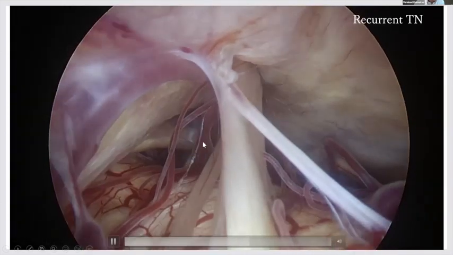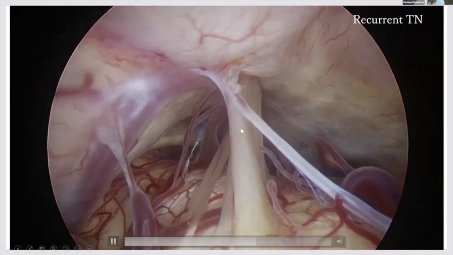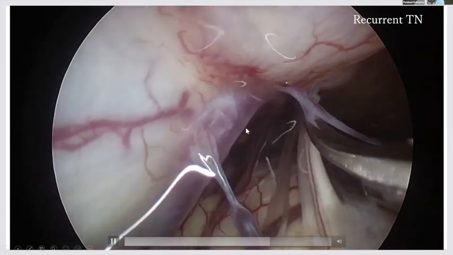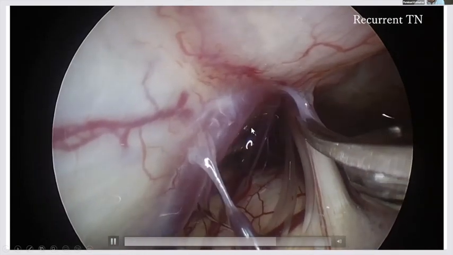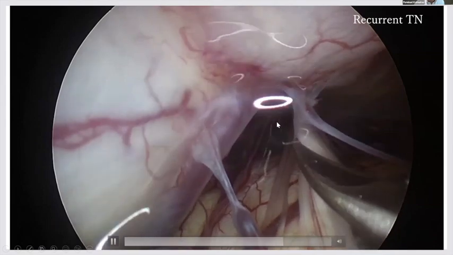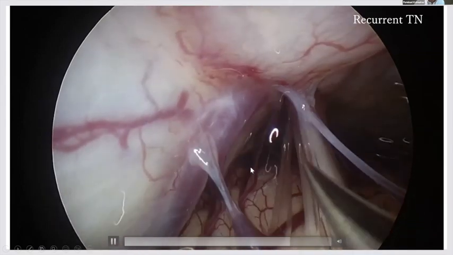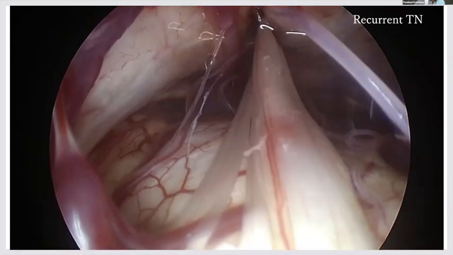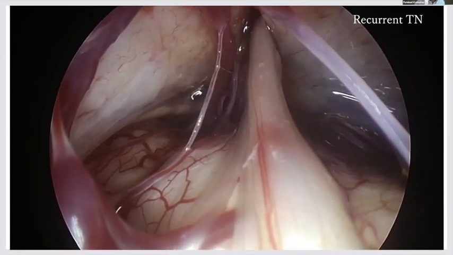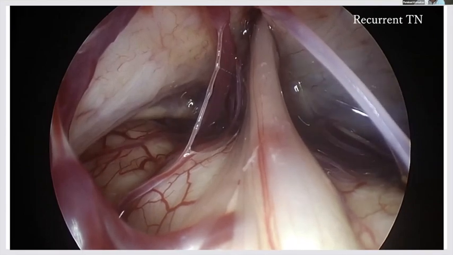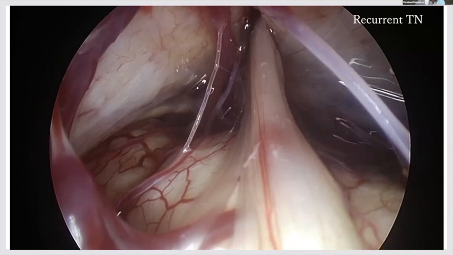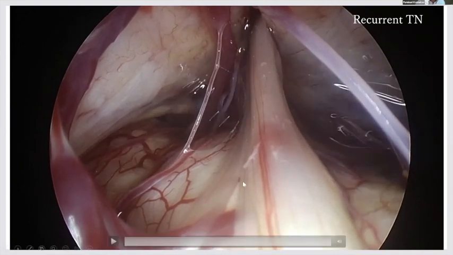Because of that, we identified this adhesion caused the recurrence. So that's why this adhesion was dissected sharply, and the trigeminal nerve became completely free from surrounding structures. After that, the patient's pain was relieved immediately.